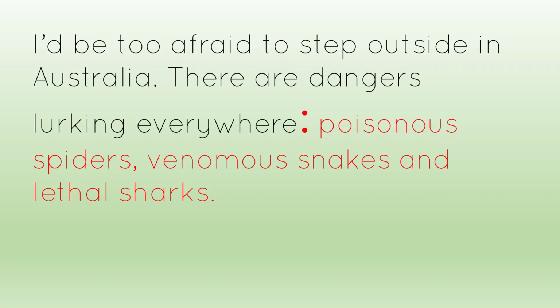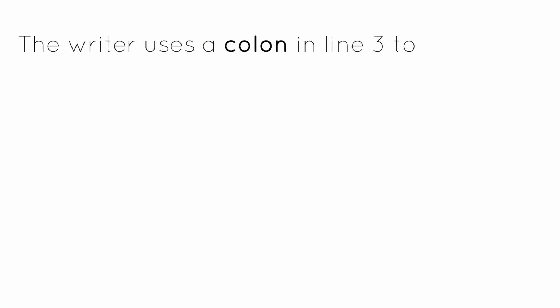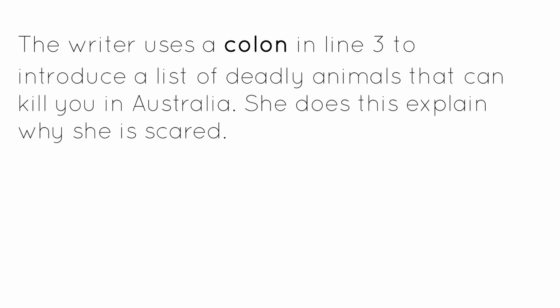Well, first I just have to mention that I've seen the colon. So the writer uses a colon in line 3. That gets me 1 mark straight away. And the second mark is, can I explain what came afterwards? And in this case, it's to introduce a list of deadly animals. So I didn't reuse the same words, I've used my own words. To introduce a list of deadly animals that can kill you in Australia. She does this to explain why she is scared.